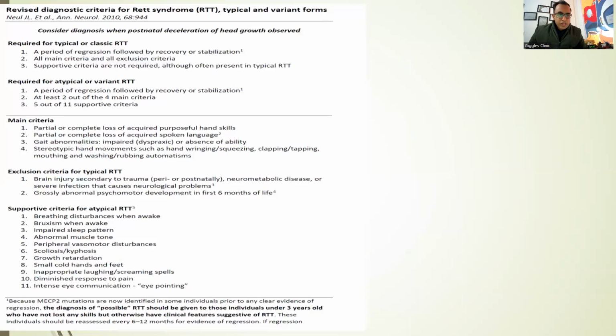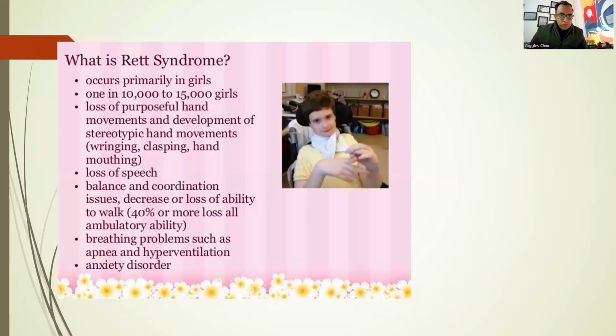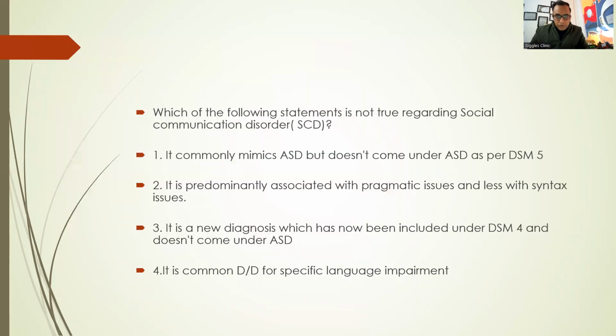This is the revised criteria for Rett syndrome: typical versus atypical, and what the exclusion criteria and supportive criteria are for atypical Rett syndrome. It occurs primarily in girls, 1 in 10,000 to 15,000 girls, with loss of purposeful hand movements and repetitive stereotypic hand movements like wringing and clasping, loss of speech, and balance and coordination issues. They have breathing problems, and about 40% have ambulatory abilities. So it typically occurs in females with the MECP2 gene, where there is a regression of milestones. This is very, very important, with typical hand wringing movements of the fingers.